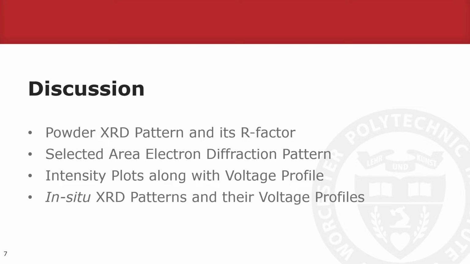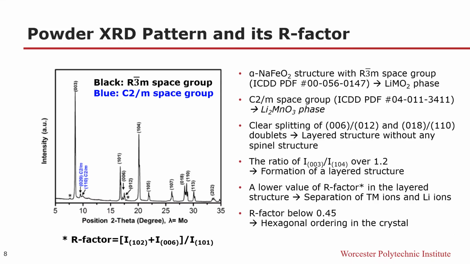This is discussion. Powder XRD patterns and the R factor give a lot of information on the material structure. The R factor means the sum of the intensity of the 102 plane and the 006 plane divided by the intensity of the 101 plane.